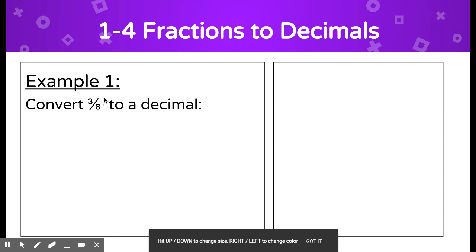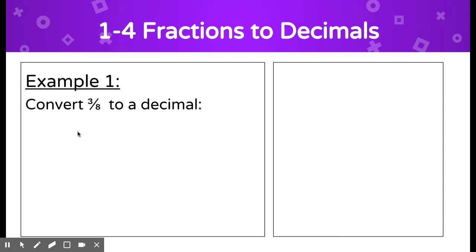So to do this, if you remember, the fraction line or bar just means that it's actually a division problem. So we're going to divide in order to get our decimal. When you do your long division, you have to remember what number goes inside and which one is outside. We always divide the numerator by the denominator, or top divided by bottom. So the top number, the numerator, goes inside, so 3. And the bottom number, the denominator, goes on the outside, 8.